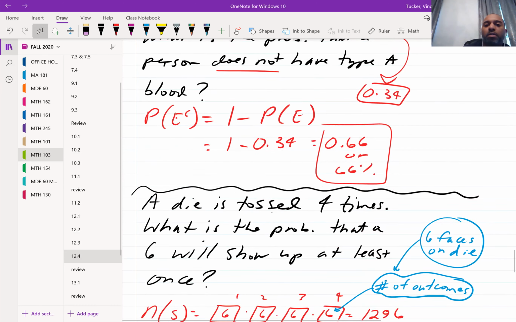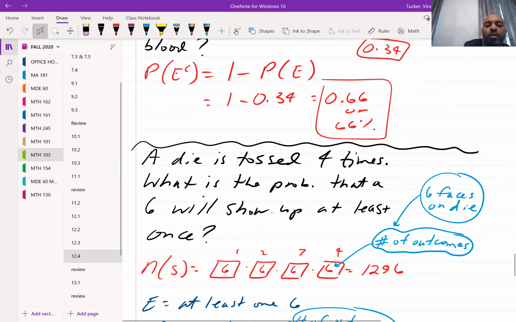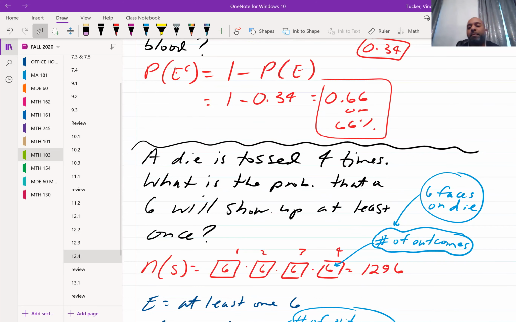All right, so this one has a little more detail to it. Let's see if we can make it happen. It says a die is tossed 4 times. What is the probability that a 6 will show up at least once? Just like I mentioned before, when it comes to creating your probability, the first thing you want to do is establish your sample space. What is the total number of possible outcomes? That's what we're doing right here.